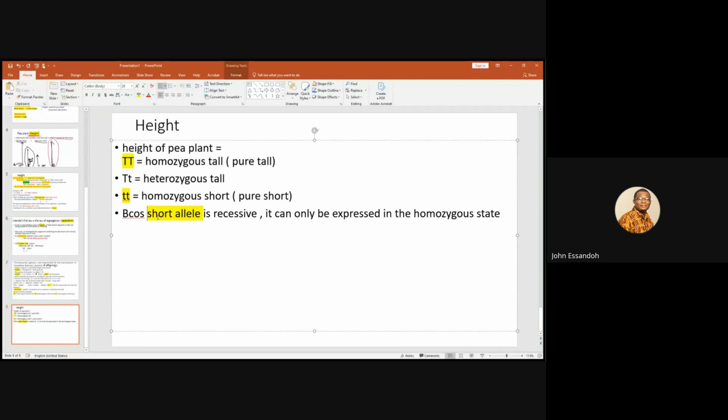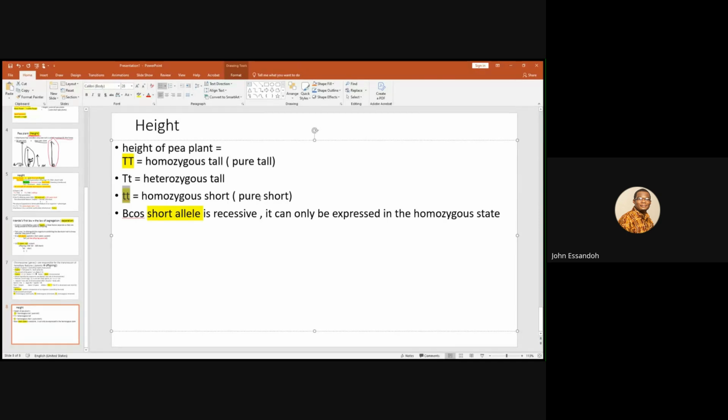So put at the back of your mind that the short allele, the recessive allele, can only be expressed in homozygous states. Why? Because with just one capital T, the offspring will be tall. One capital T and one small t will still be tall. So the only time somebody will become short is when the person is small t, small t. Please, do you understand that?